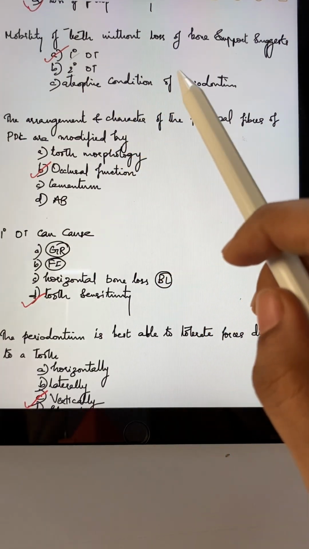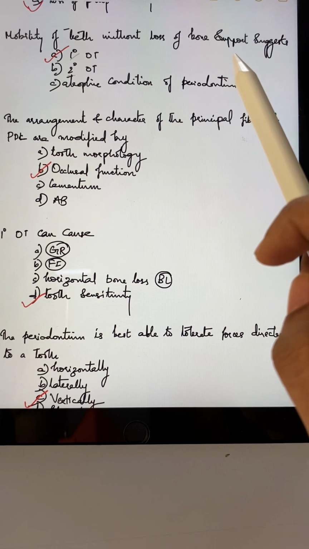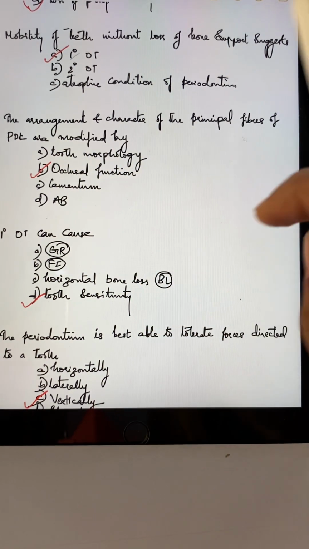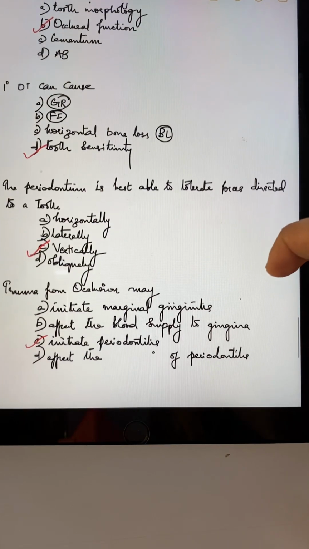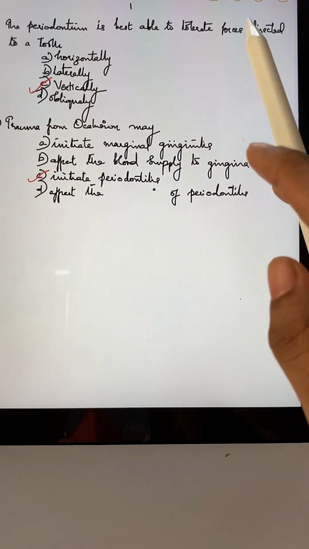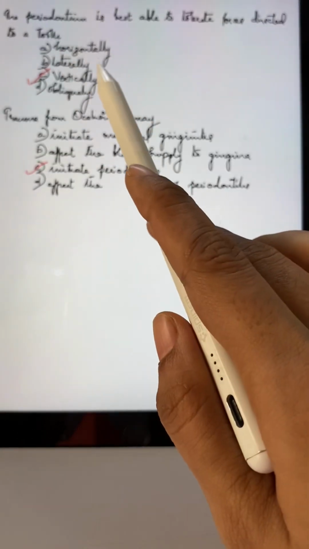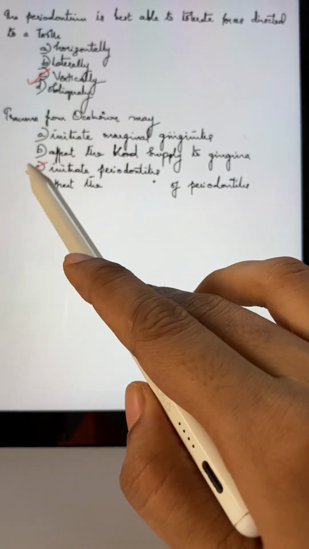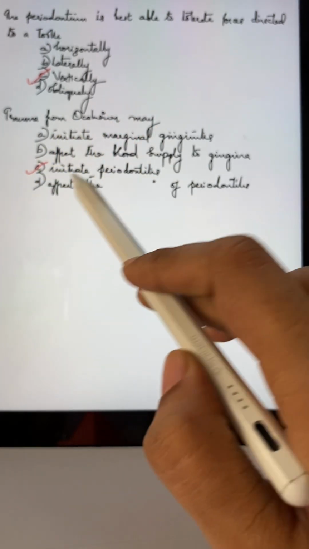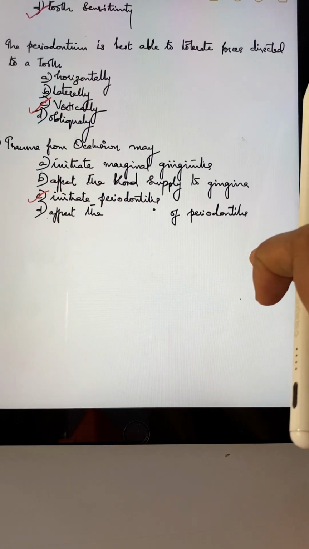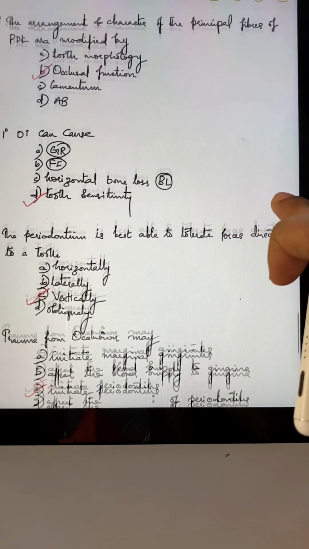Then next is, the arrangement and character of the principal fibers of the PDL are modified by occlusal function. Then the periodontium is best able to tolerate forces directed to a tooth vertically, not the other way. And trauma from occlusion may initiate periodontitis. So I hope you all are clear about this topic. Thank you.